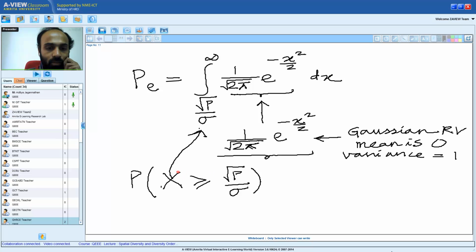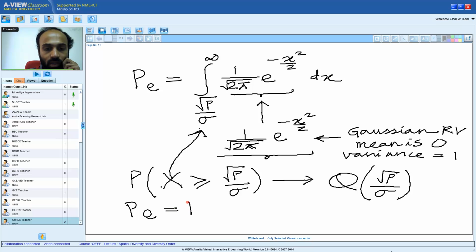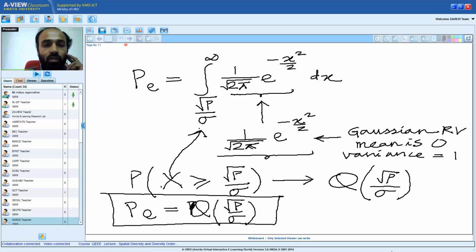This function, the probability of x greater than or equal to a particular value, is known as the Q function or the Gaussian error function. It is denoted by Q of square root of P divided by sigma. Therefore, the probability of error is equal to the probability that x is greater than or equal to square root of P by sigma, which is Q of square root of P by sigma.